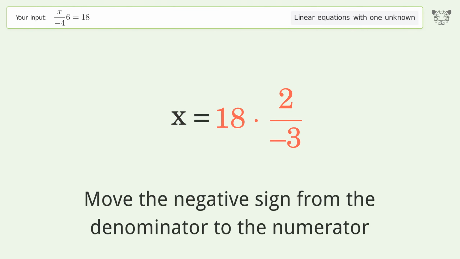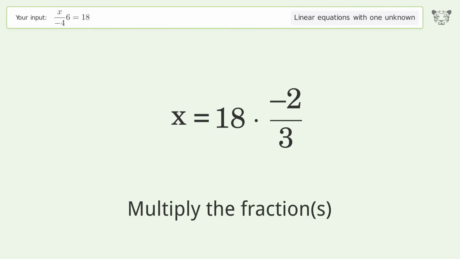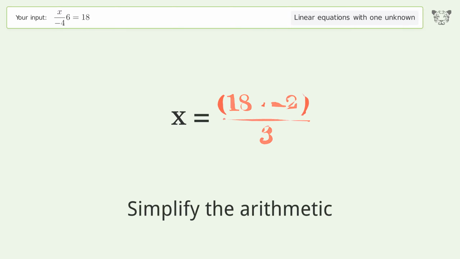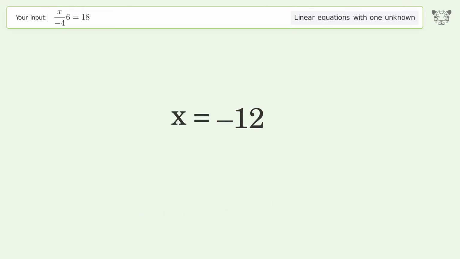Move the negative sign from the denominator to the numerator. Multiply the fractions. Simplify the arithmetic. And so the final result is x equals -12.